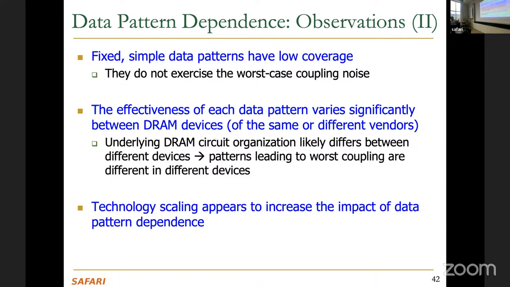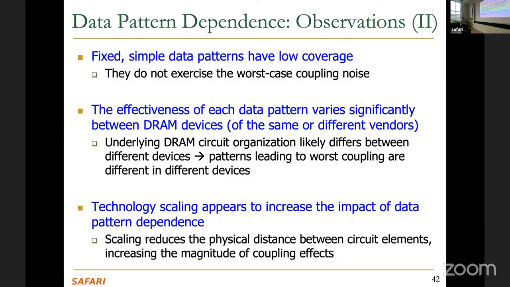And we've also seen that technology scaling appears to increase the impact of data pattern dependence. The reason for this is scaling, meaning when you reduce the size of the circuit elements, capacitors, for example, you reduce the physical distance between the circuit elements, and this increases the magnitude of coupling effects.